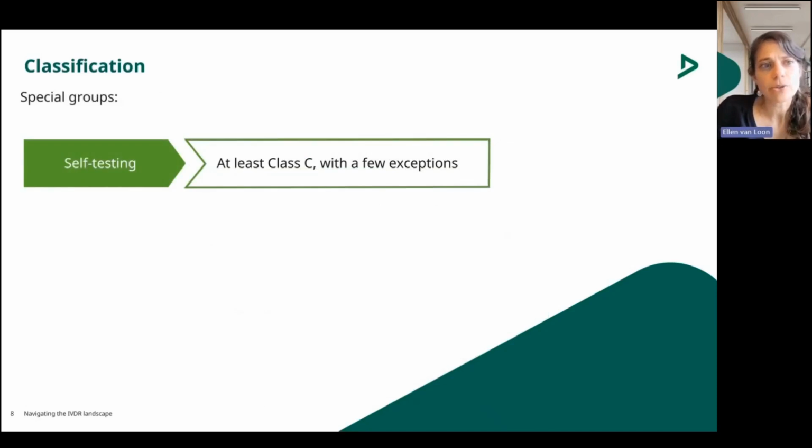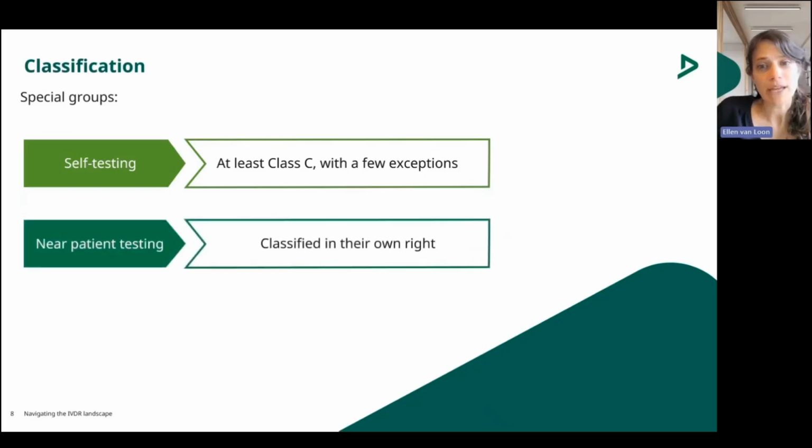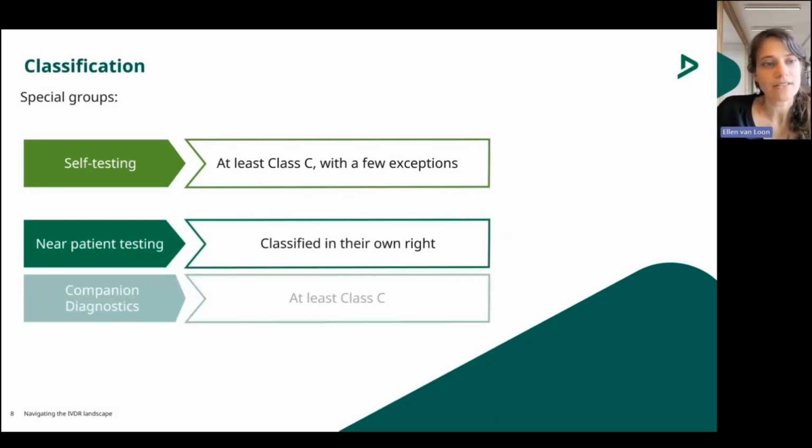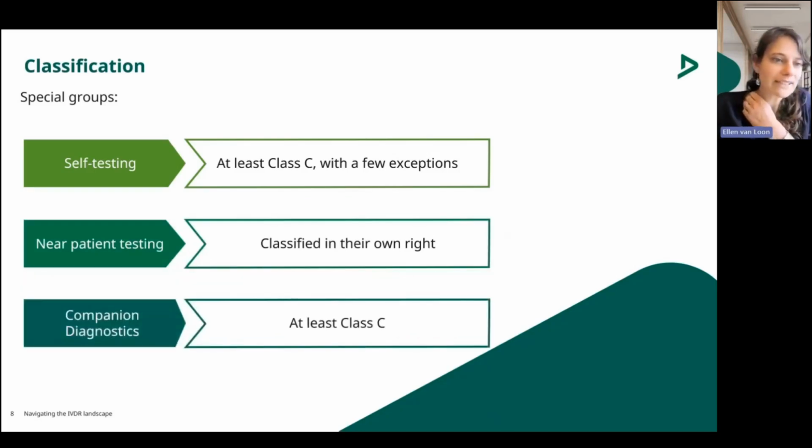Within these risk groups, there are also sort of special groups. So we have the self-testing devices. These devices are at least Class C with a few exceptions. We have near-patient testing devices. These are classified in their own right. And we have companion diagnostics, and these are at least Class C devices.